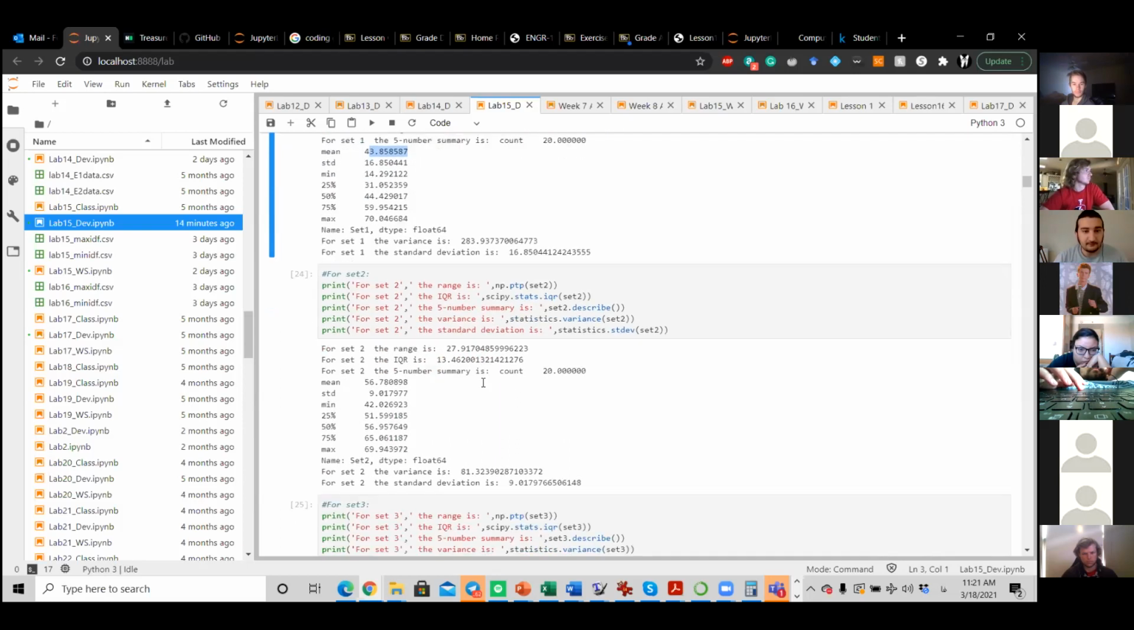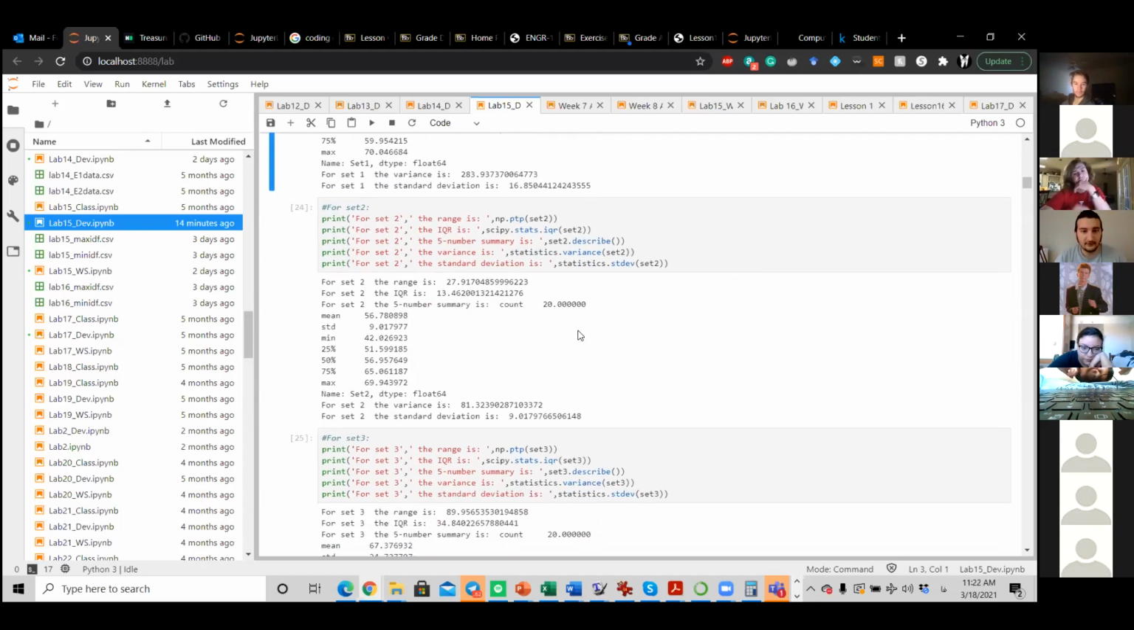Who wants to help me for set two? I'll give it a shot. Okay, awesome. Tell me what you see. It's going to print the range, it's going to print the IQR, and kind of the same thing for all the rest. That's pretty much it, right?